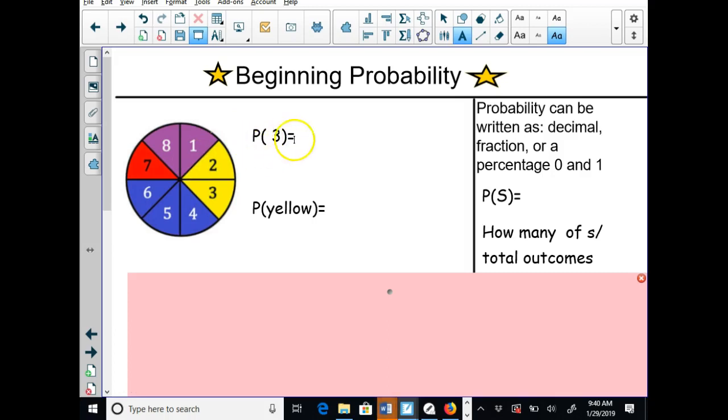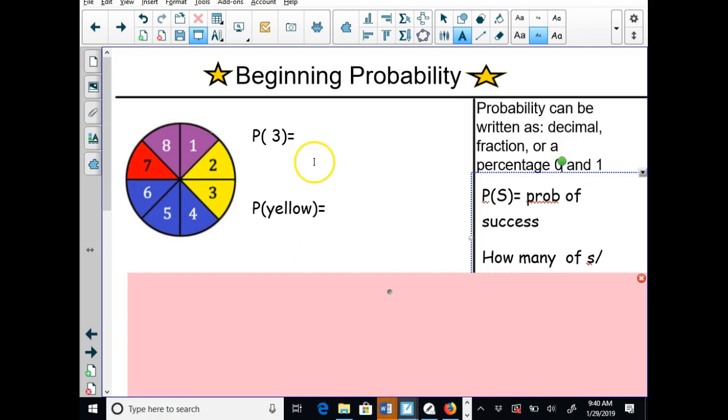Okay, so we see this P parentheses 3. Well, how do we read that? We read that as the probability of spinning a 3. So over here I have the probability of an S. S stands for success, okay? So we read this as the probability of success. And our success in this case is a 3.